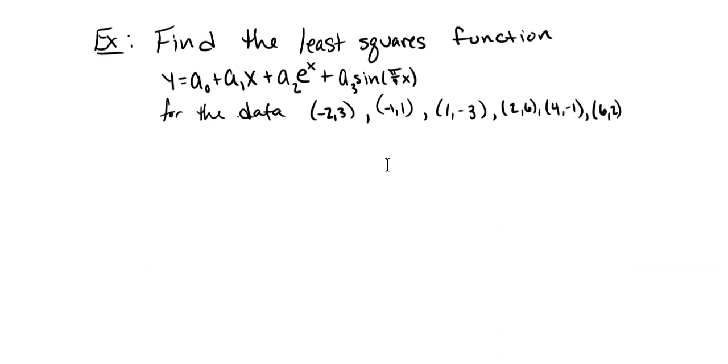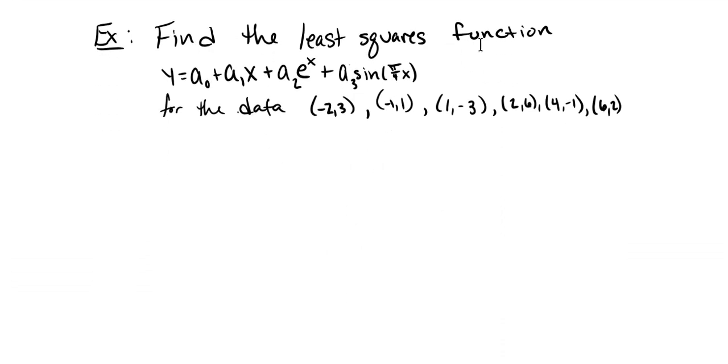Okay, so let's go a little bit further here. I want to go through this example, find the least squares function y equals a naught plus a1x plus a2 e to the x plus a3 sine of pi fourths x for this data here, these 6 points I've laid out. Negative 2, 3, negative 1, 1, 1, negative 3, 2, 6, 4, negative 1, and 6, 2.